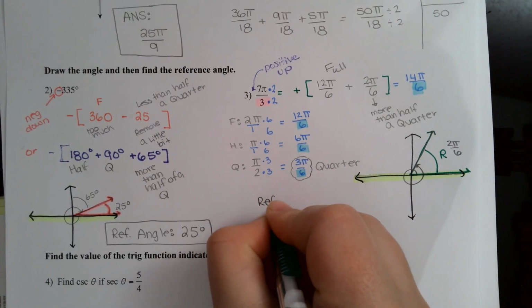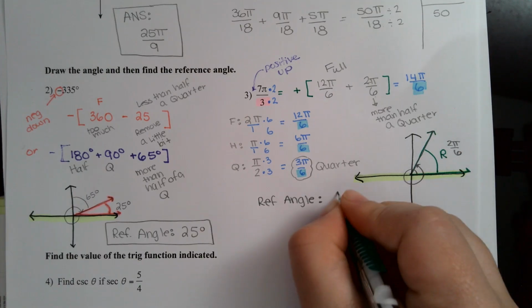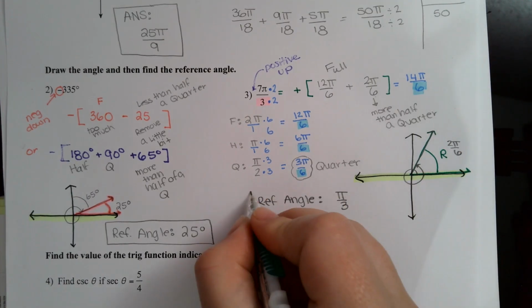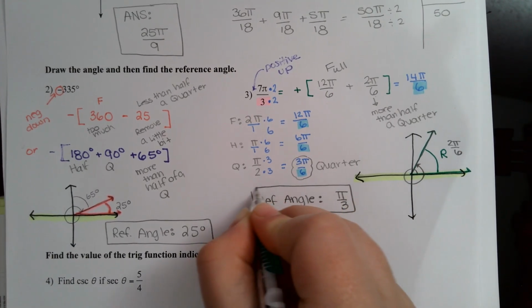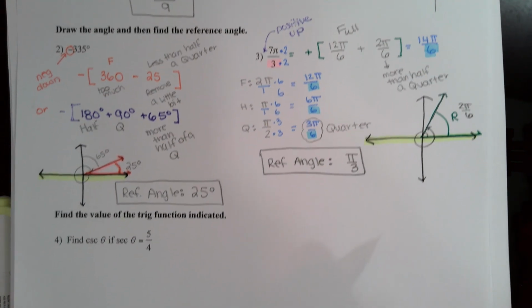Always simplify. So that means our reference angle is, simplify this, pi thirds. I want to stress, if they are giving you something in radians, you must give your answers in radians. Please do not convert to a decimal. That will give you no credit.